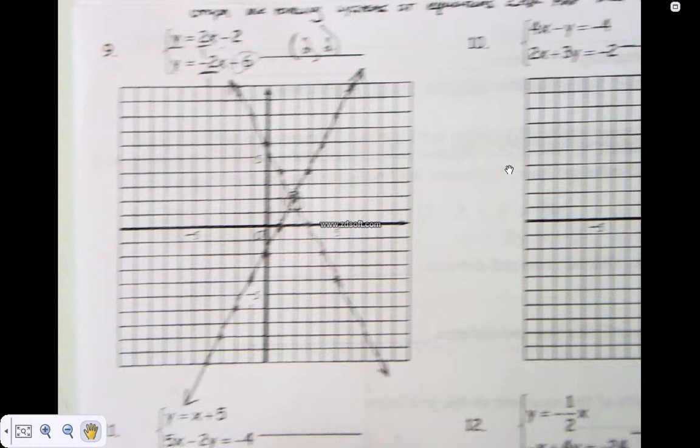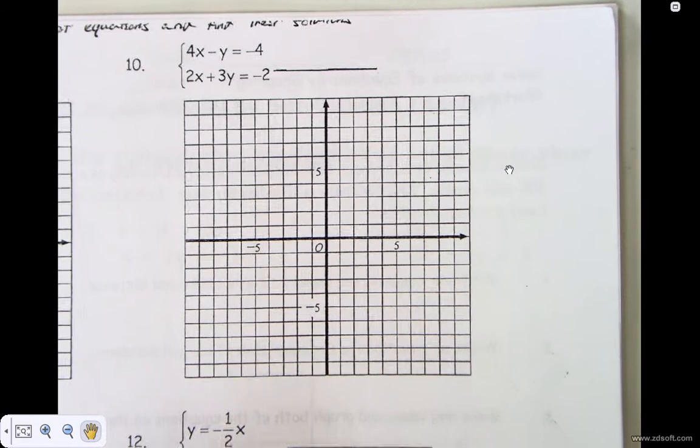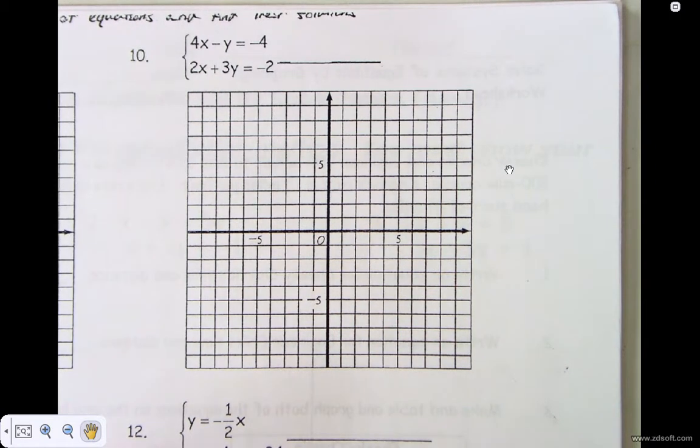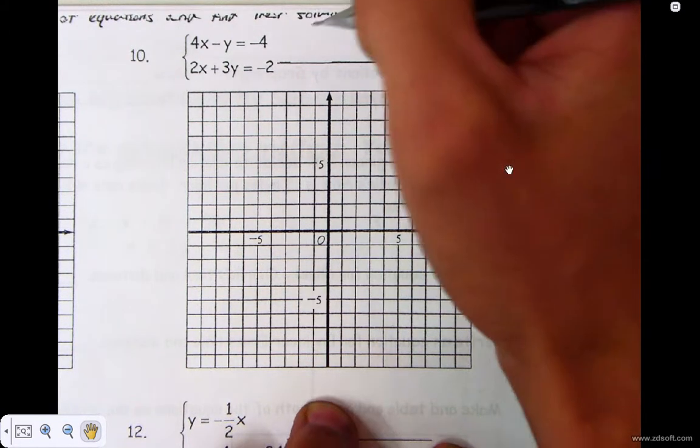Now let's solve a little bit more of a difficult one. I'm going to slide over here and look at number 10. So number 10, we're going to have to solve for y before we can actually graph it. Number 9 was nice because it already had y by itself. We're going to have to get y by itself on this. So let's go ahead and start.